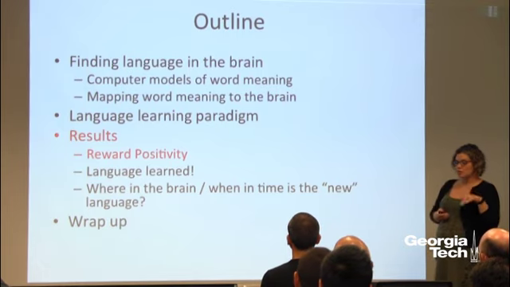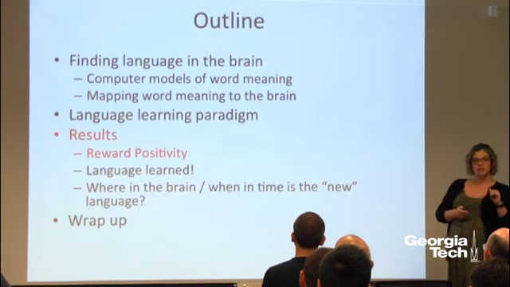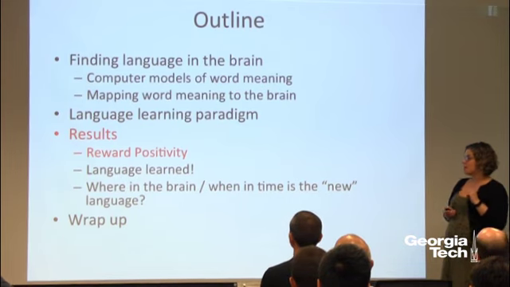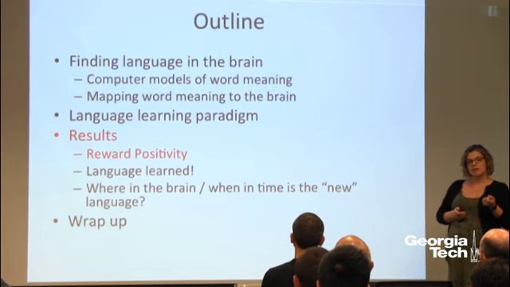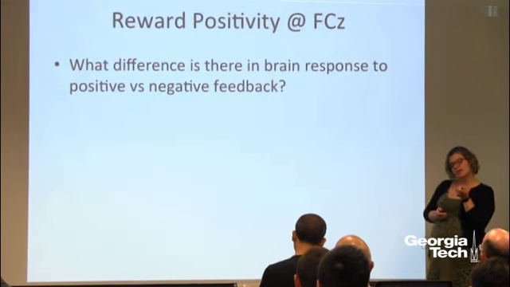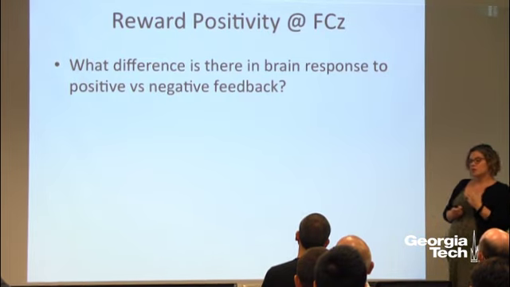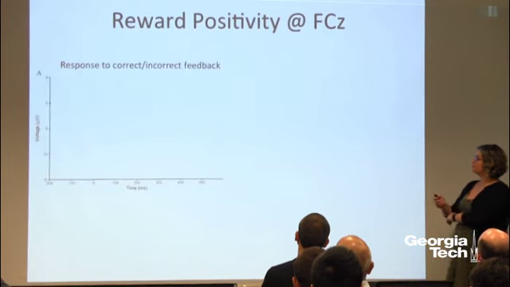So we're going to go through a few different results. One of them is one of the more traditional analyses, just an ERP analysis of the signal to see if we can detect reward positivity. So we're interested here in asking, what is the difference between receiving a positive and a negative feedback? So does your brain do something different when you receive positive versus negative feedback?